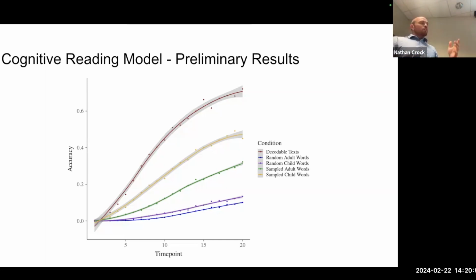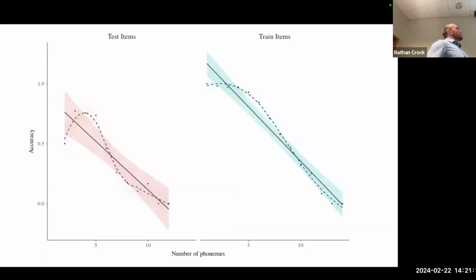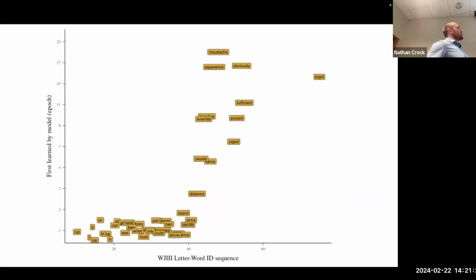So here, this is all very preliminary, but it looks like with decodable texts the model is able to learn much more quickly, largely because the text is structured and it sees things that it should in principle already know how to pronounce. Then there are random adult words and random child words. Random just does pretty poorly, but strategically sampled words does a little bit better. Also, we find that it does well on words that have a small number of phonemes and poorly on words that have a large number of phonemes, which is consistent with human behavior.